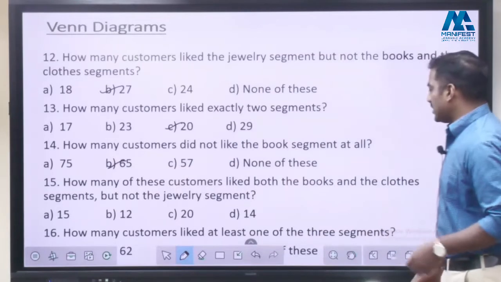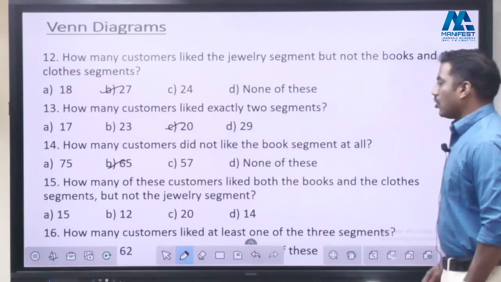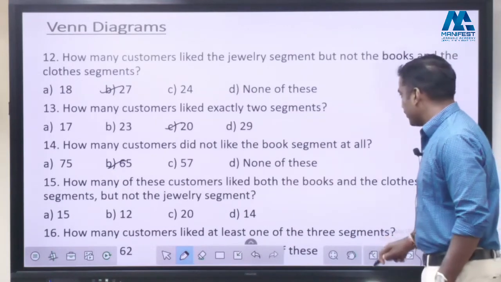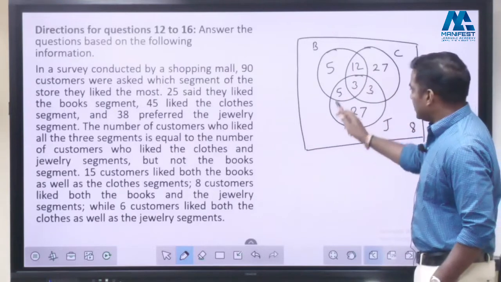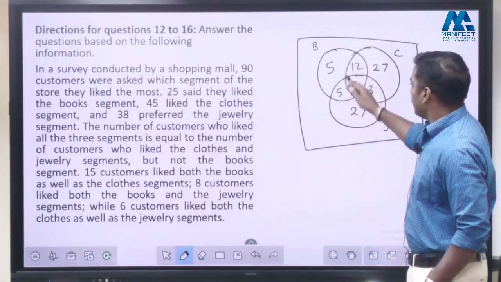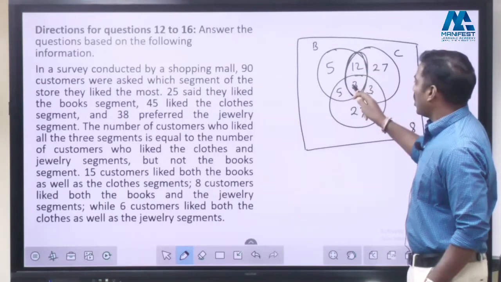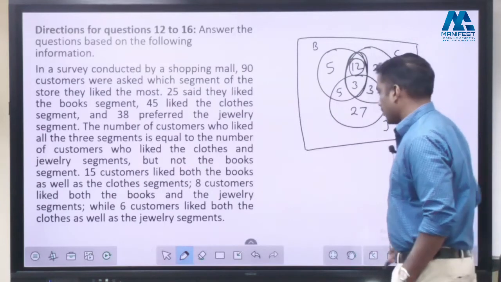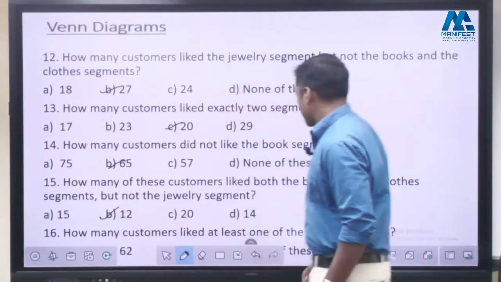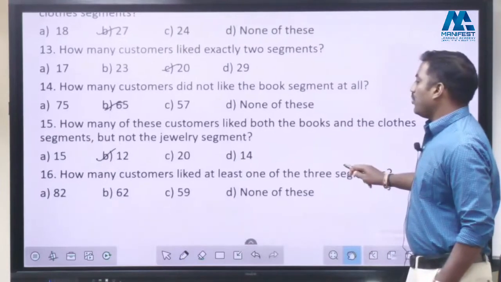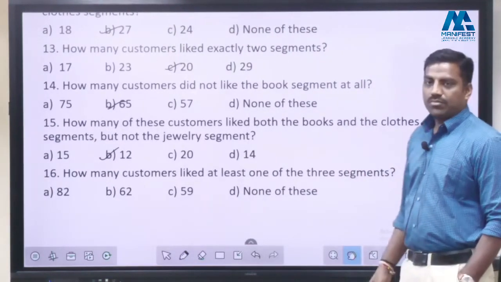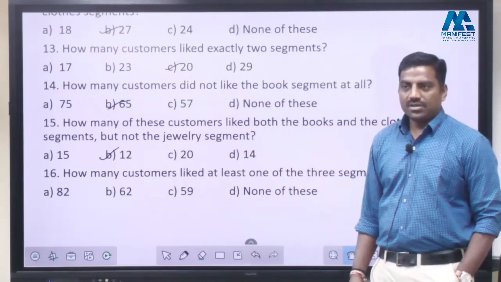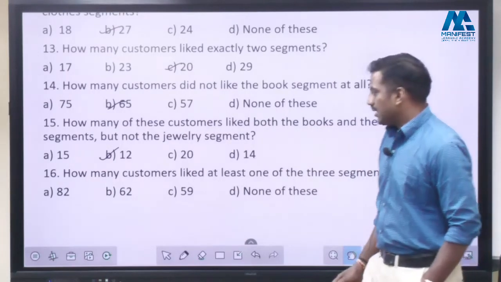How many of these customers liked both the books and the clothes segments? Both the books and clothes segments, B and C, but not J. B and C is this, but not J. So only 12. How many customers liked at least one? Except 8. They like at least one. So that is 82.